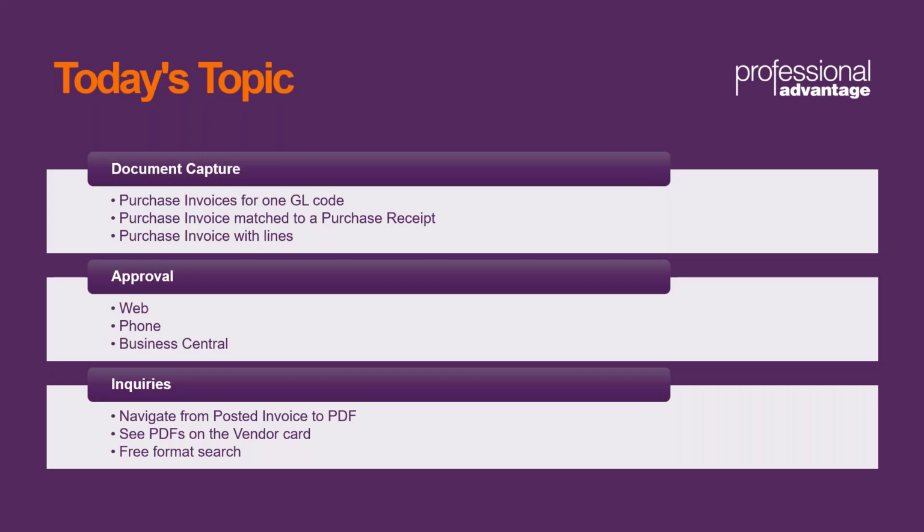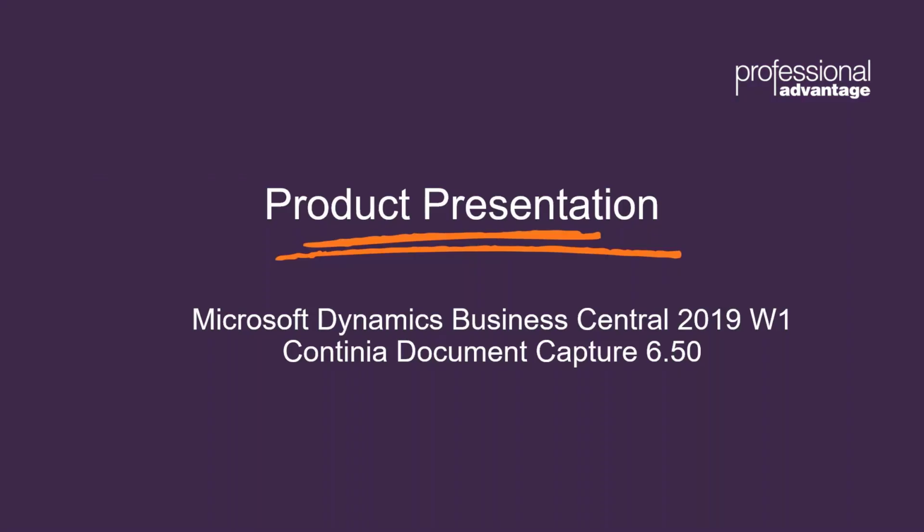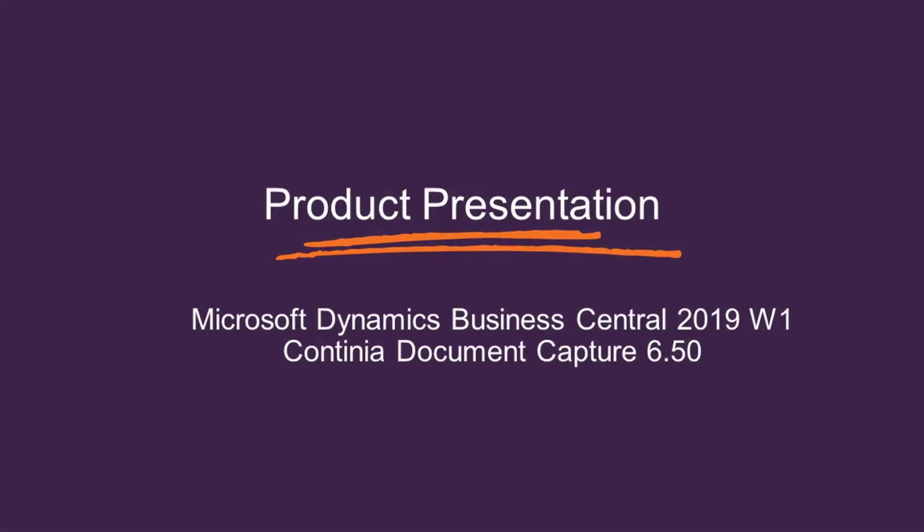So we'll navigate and have a look at the PDF on a posted invoice. We'll see what appears next to the vendors, and we'll also do the free format search, which I've already talked about a couple of times, the archive. So let's just jump on over to my screen here.